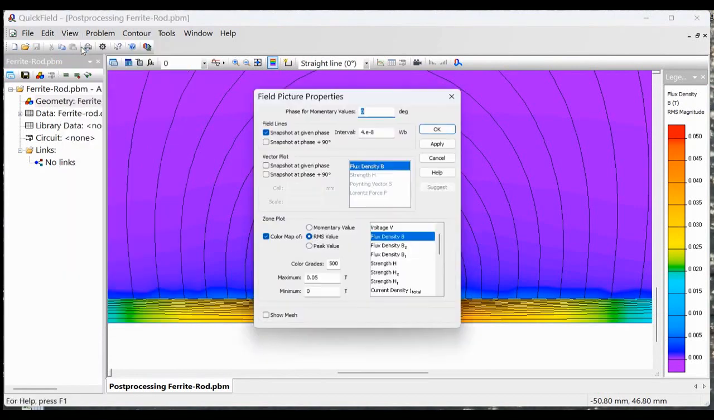Let's have a look at the H field strength as well, because we want to see the influences of a conductive foil in the near of the ferrite rod.